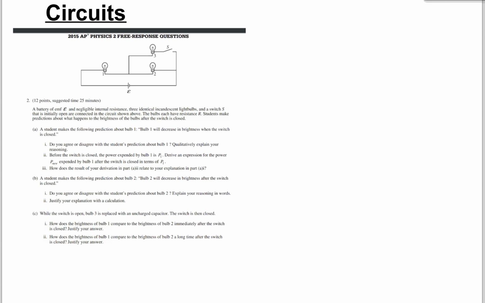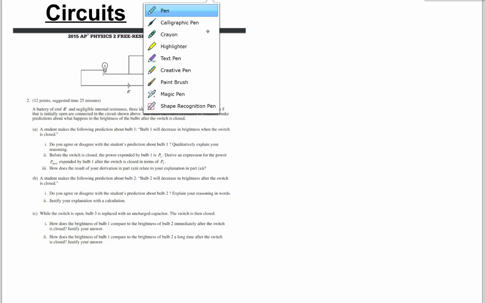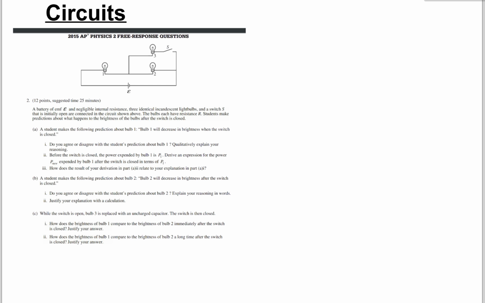Do we agree or disagree with the student's prediction about the bulb? Derive an expression for the power expended by bulb 1 after the switch is closed, and explain how your result supports that. So first of all, let's think about this qualitatively, no numbers. We close the switch. Before the switch is closed, we have one path going around. After the switch is closed, we're adding another lane for traffic. When that happens, the resistance of this part is going to decrease.